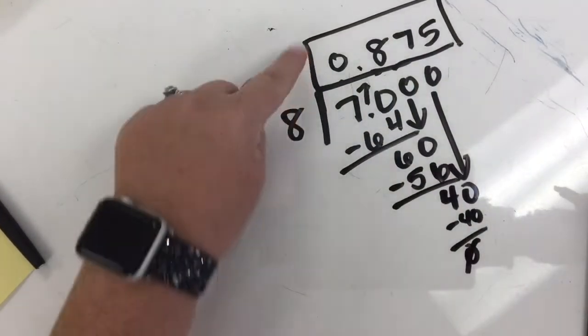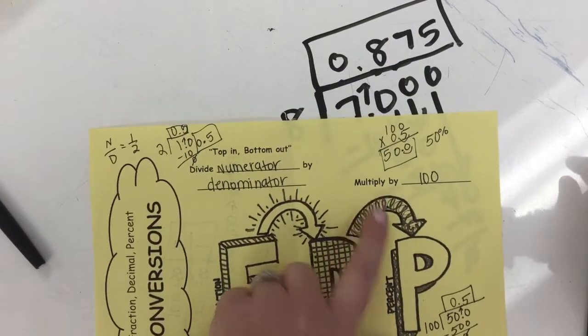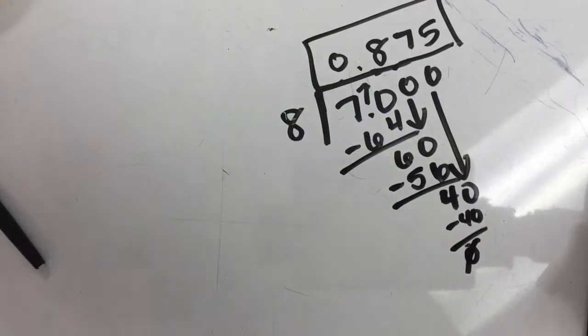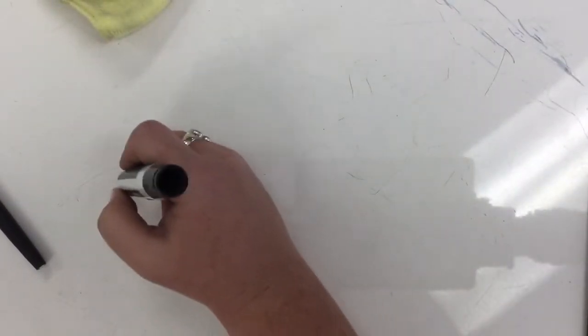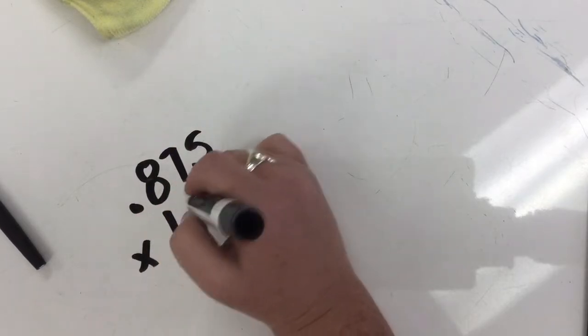I still need to turn that decimal into a percent. And in order to change a decimal to a percent, I have to multiply by 100. So I'm going to take my decimal and I'm going to multiply it by 100.